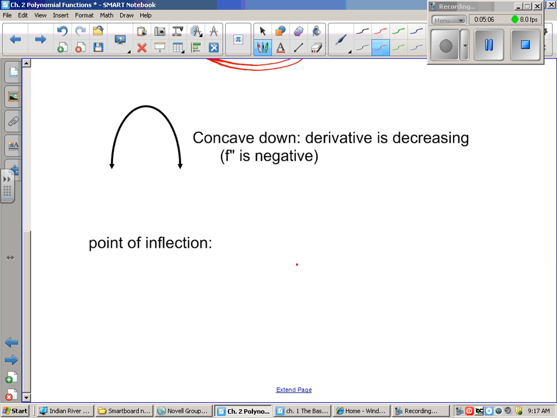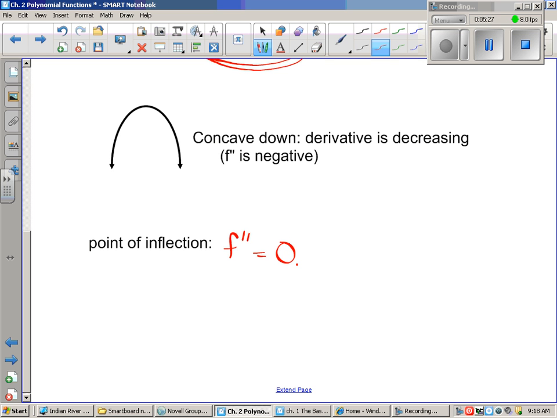It's the point at which those wheels are perfectly straight. It is that moment that you're turning from right to left and your wheels are perfectly straight. The point of inflection is when your second derivative equals 0. Let me say that again. It's when your second derivative equals 0.